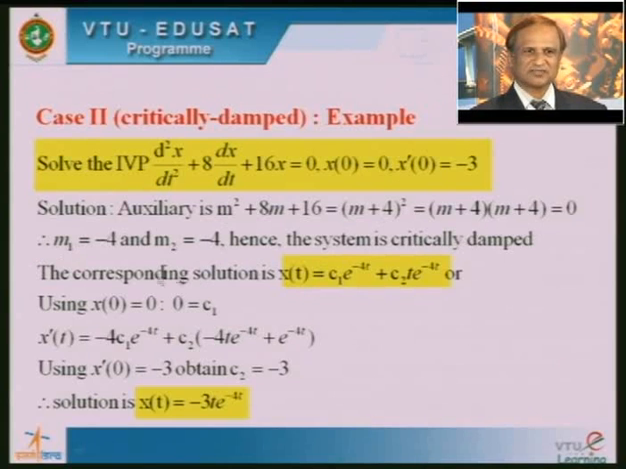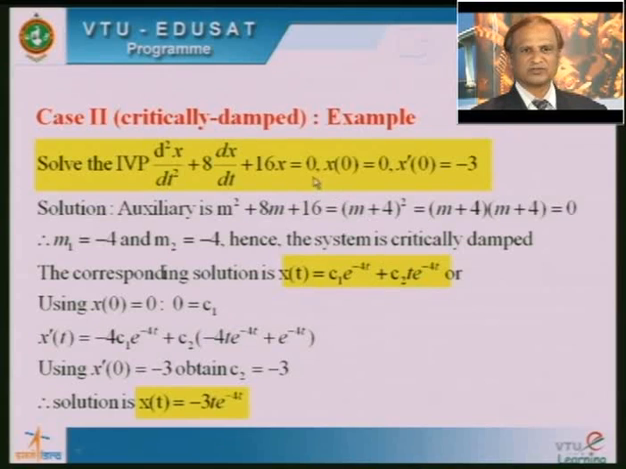If the first factor is equal to 0, then m1 is equal to minus 4, and m2 is also equal to minus 4. So when we observe the roots, we come to know that the roots are real and equal. The solution can be written in this form: x of t is equal to c1 e to the power minus 4t plus c2 into t into e to the power minus 4t. Is it clear?